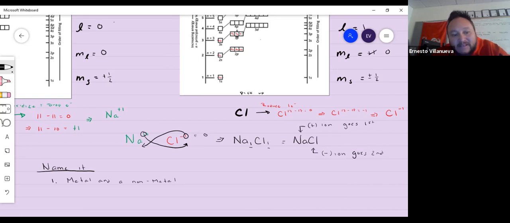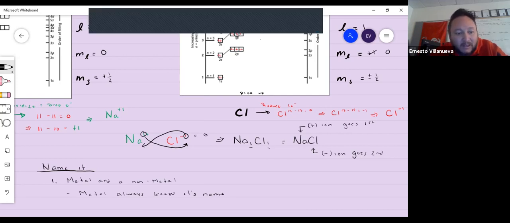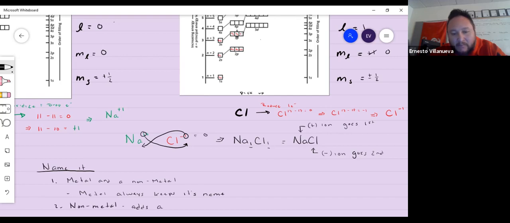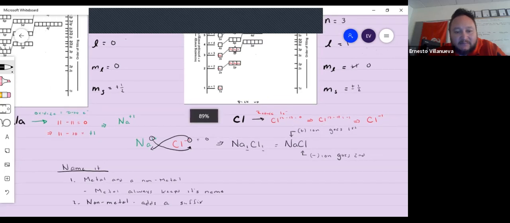Okay, so we're going to name these. We know that the metal always keeps its name, whatever the name is on the periodic table for the metallic element. Okay, the non-metal adds a suffix, sorry, a suffix. The suffix is the IDE.